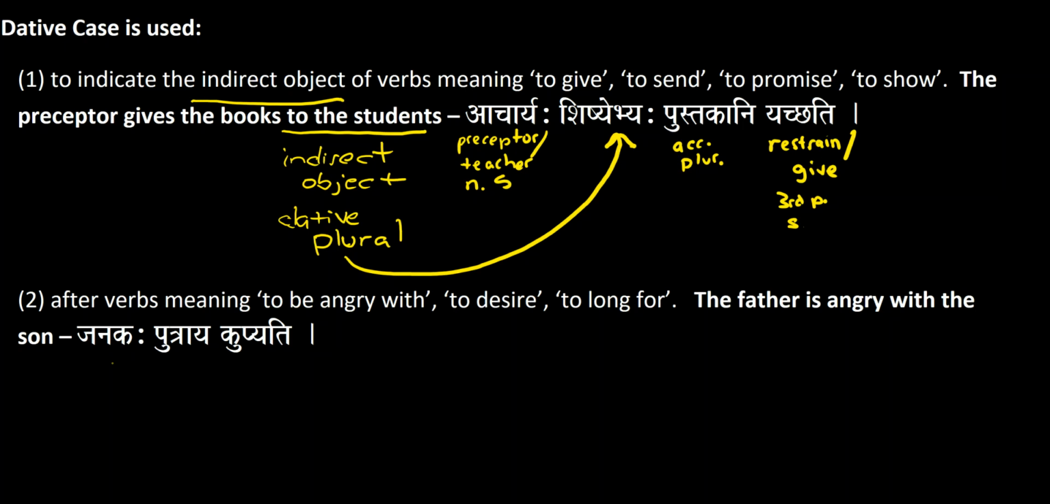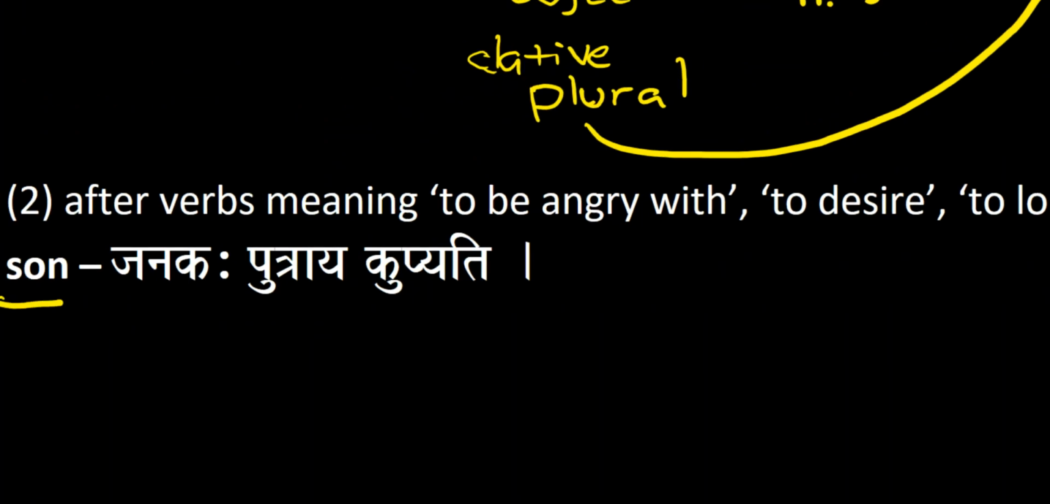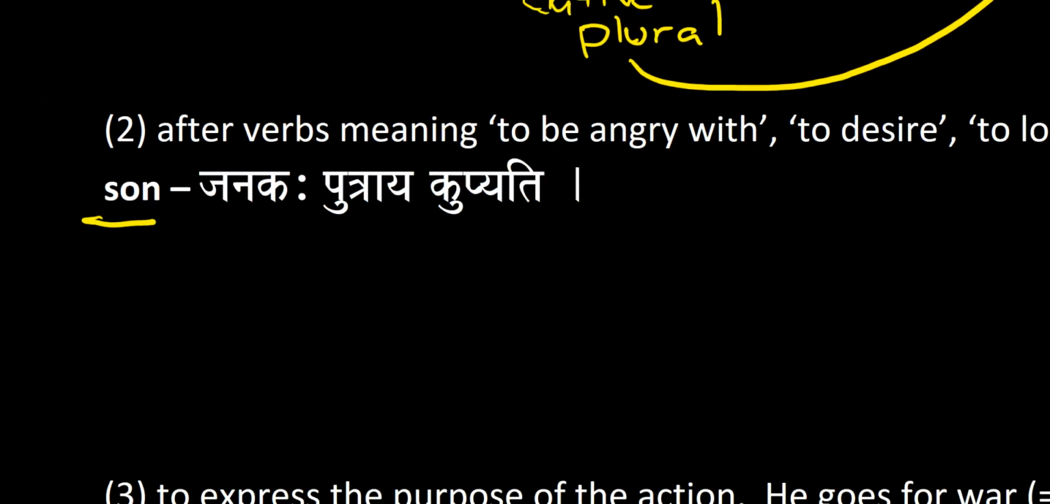Now for the second way the dative case is used, it's used after verbs meaning to be angry with, to desire, or to long for. Our example sentence is that the father is angry with the son. So who's the father angry with? With the son. So the son has to be declined in the dative case. That's exactly what we have here.